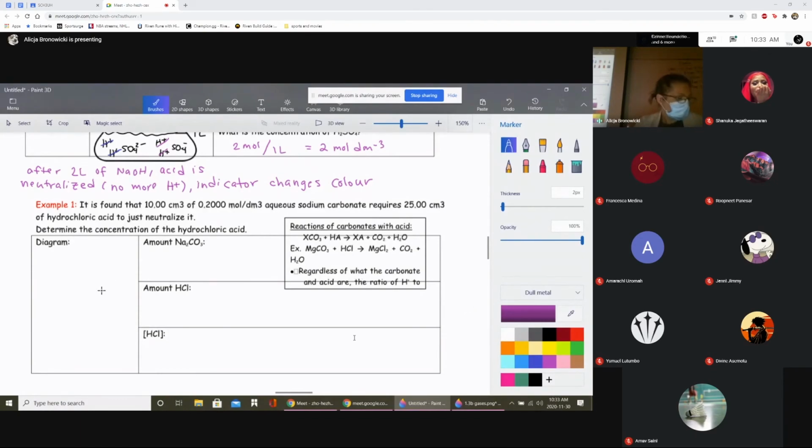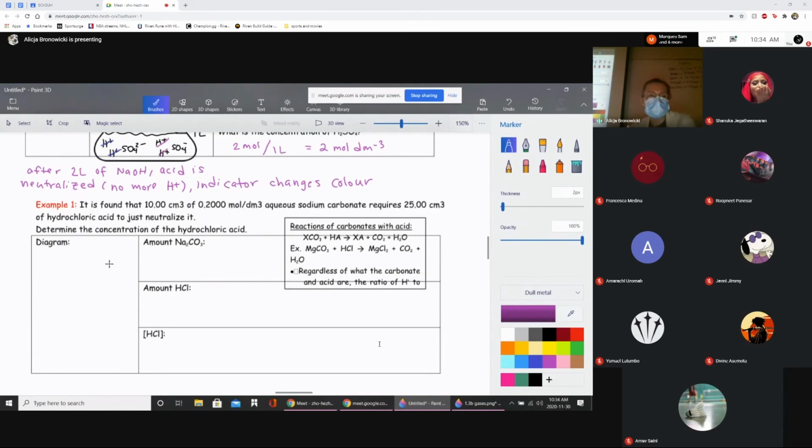Oh, I picked a hard one for you. The note I put into this was like, do an easier titration example before launching into this one. Okay, so let's read this over. It is found that 10 cubic centimeters of 0.2 mole per liter aqueous sodium carbonate requires 25 cubic centimeters of hydrochloric acid to just neutralize it. Determine the concentration of the hydrochloric acid.